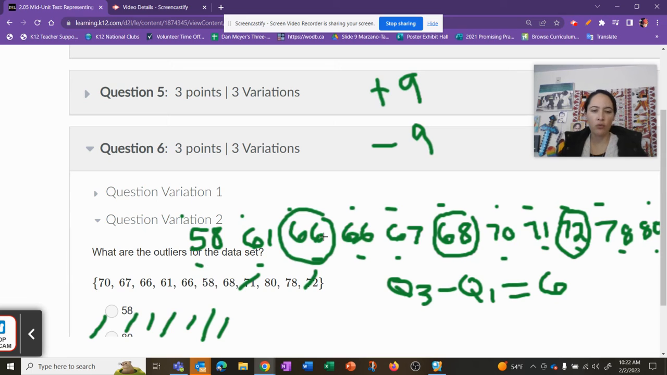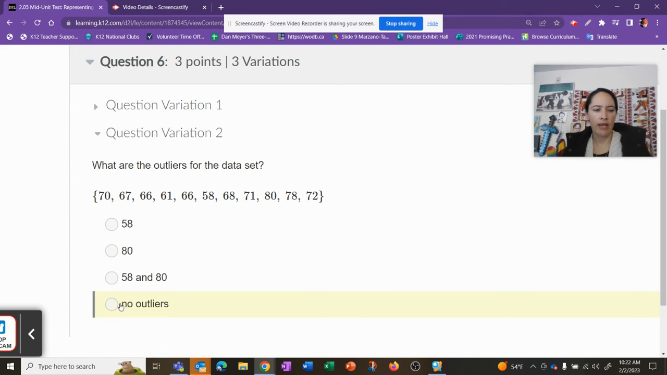No, from Q1 and Q3. Got it. Oh gosh, my brain. Sorry about that. So we have 66 minus 9, 57. It's not an outlier. We have 72 plus 9, 81. There should be no outliers, and that's because we have a bound for outliers.